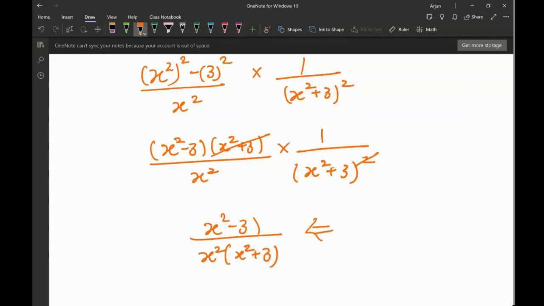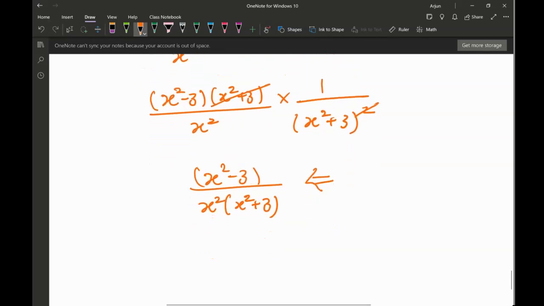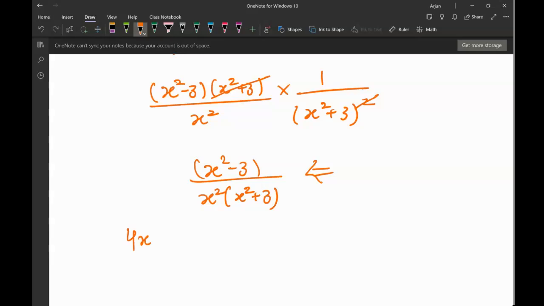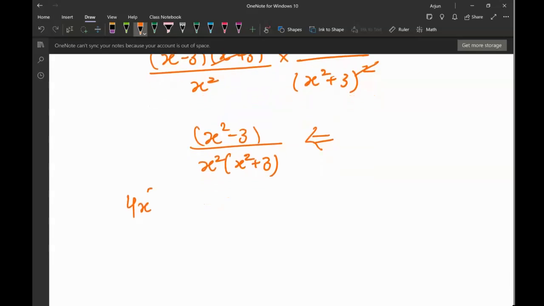That's how I can find the answer. So this will be my final answer for the given question. Let's take one more question. Somehow I'm enjoying this question, so I keep on doing more and more questions.